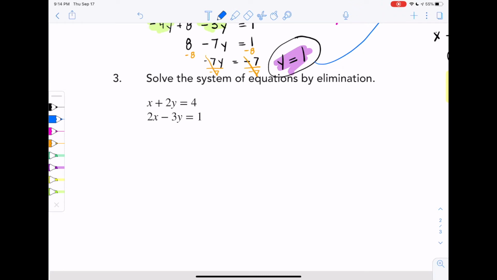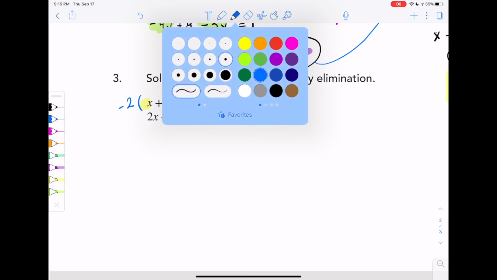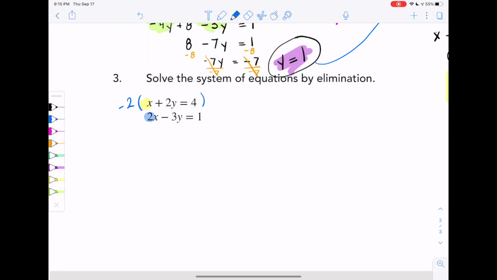What I notice is that this first expression of x plus 2y is equal to 4 does not have a coefficient with x. So I'm going to take that as the easiest one to do, and I'm going to multiply this entire first function by negative 2. The reason why I'm multiplying the entire first function by negative 2 is because the second function has an x value of positive 2. So if we add negative 2 and positive 2, we'll end up with 0. Make sure when you multiply the function, you're multiplying it to all of the terms.